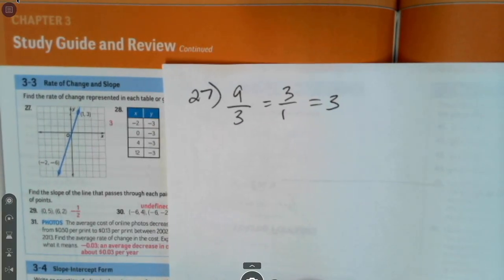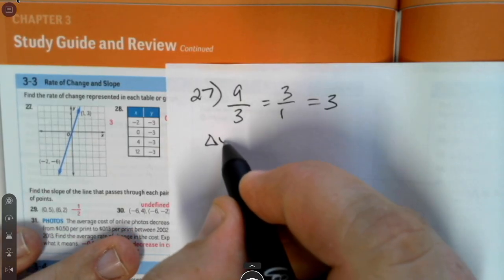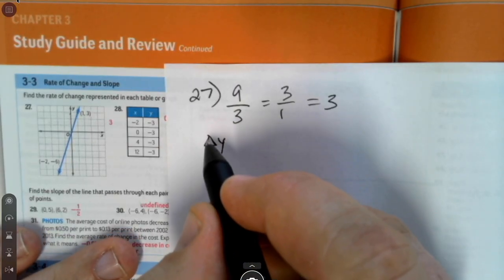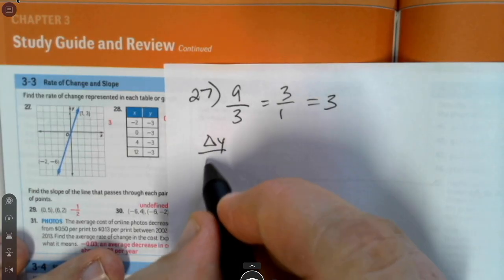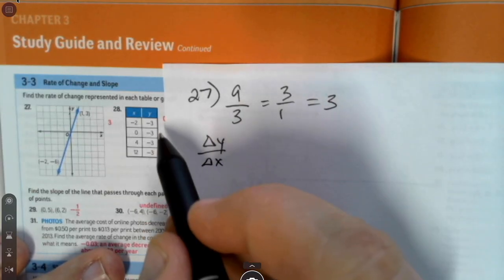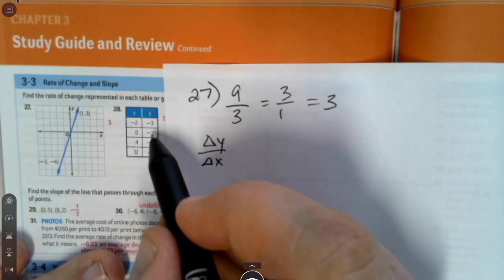Okay, now 28. What we do is we look at how the y is changing. Sorry, delta. The triangle is the Greek letter delta. It means change. So we do the change in y over the change in x. Well, if you look, the y is not changing at all. So there is 0 change.